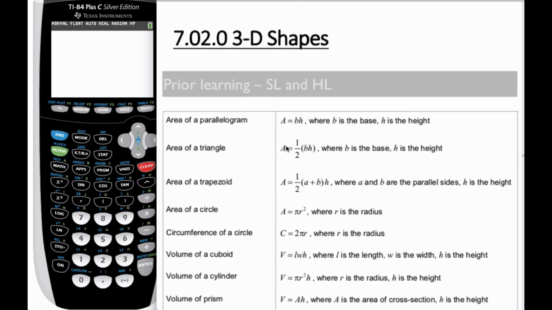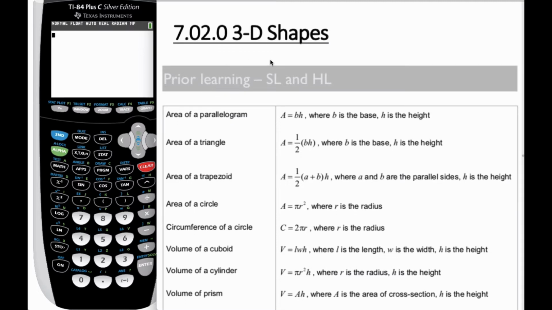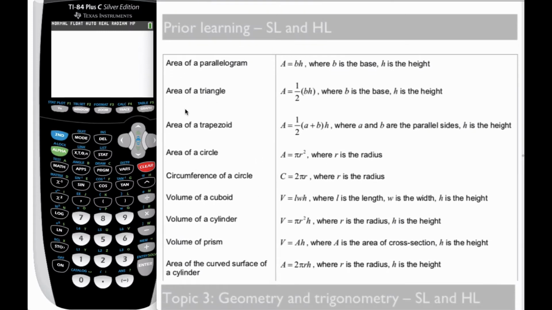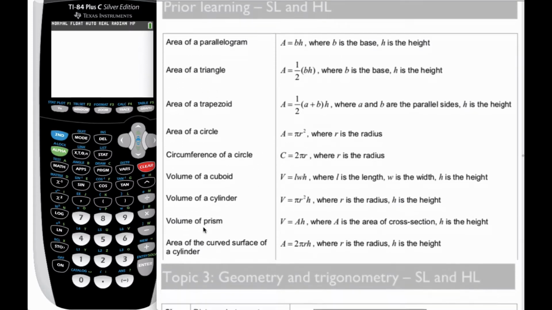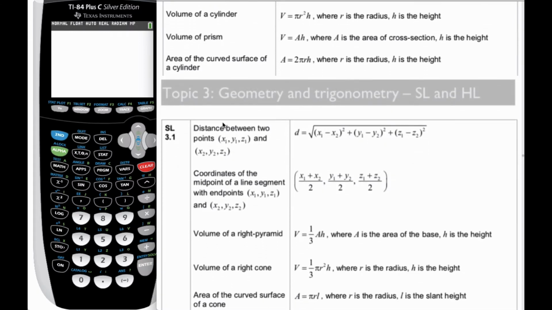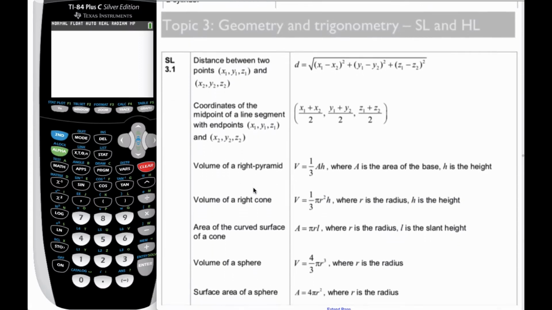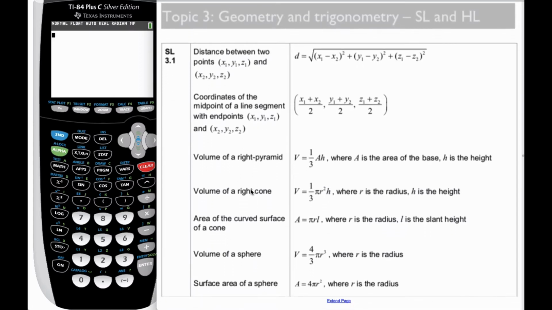One of the things I'll bring to your attention is what we have here is from your formula booklet, and many of these formulas for volume and area are found in here, but you need to know where they are. Some of them are found in the prior learning areas, where the area formulas and volume formulas are, and some of them are also found in the Topic 3 Geometry and Trigonometry sections. So we have these sections that we need to consider as well to find our various formulas. Let's take a look at a problem now.